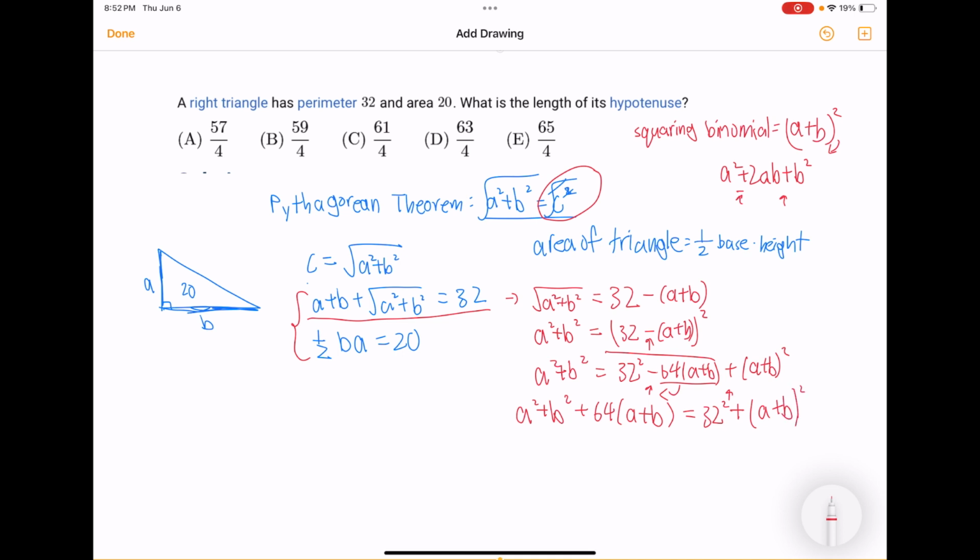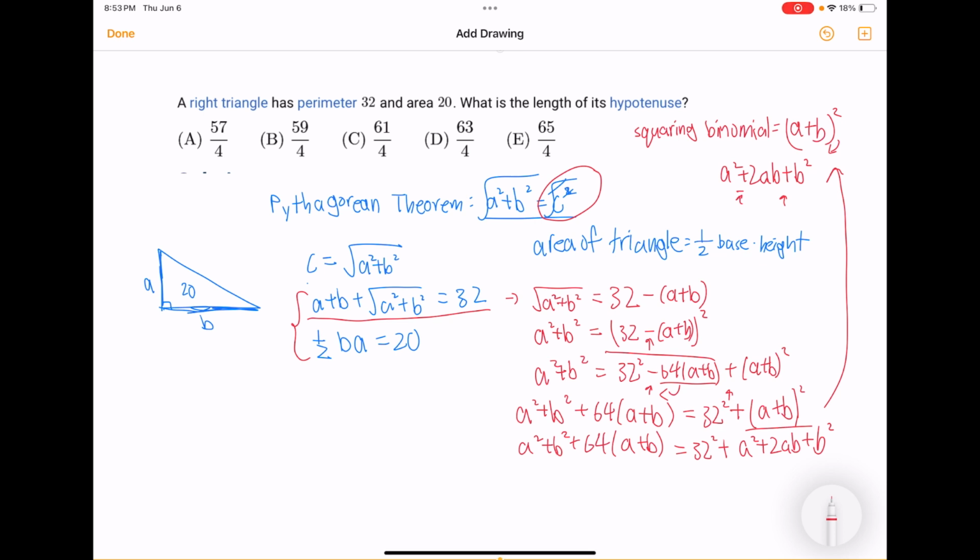Okay, and then here we see that we have another squaring a binomial right here, and that is actually the exact same as the formula itself. And so we can apply that same exact rule to this, and so we would get 32 squared plus a squared plus 2ab plus b squared. And then we see that we have a squared plus b squared on both sides.